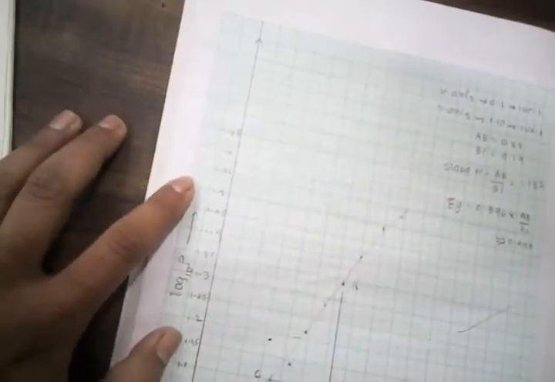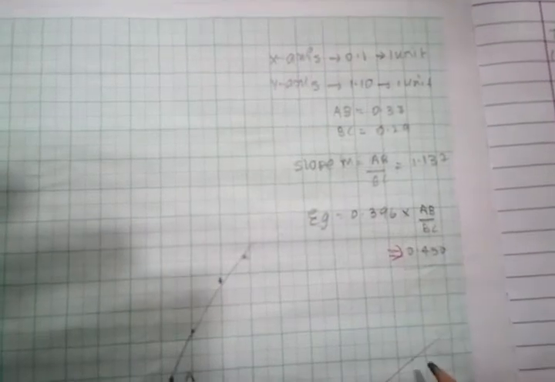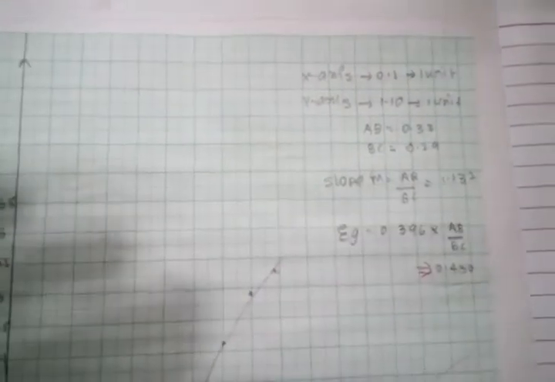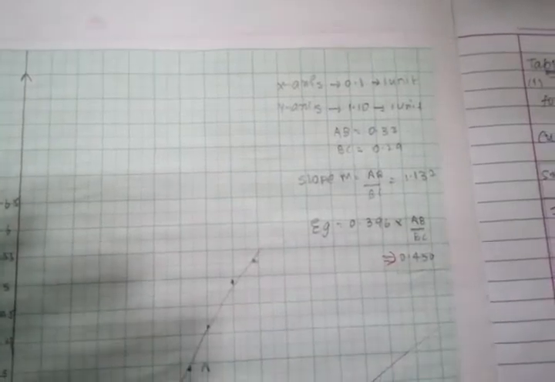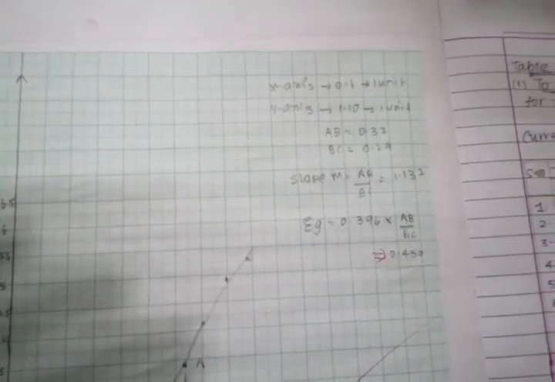And in the calculation part, what we have to do is take the average of these two slopes, AB and BC, and if we put in our formula, then we can simply find our value as 0.450. Okay, so with the help of this, it is very easy to calculate the band gap with the help of the four probe experiment. Okay, thank you.